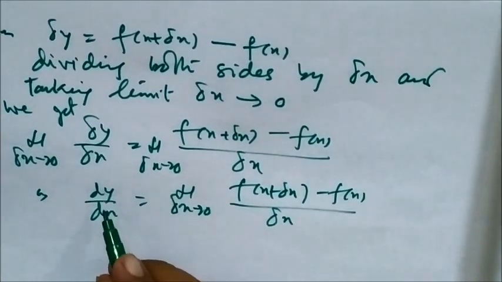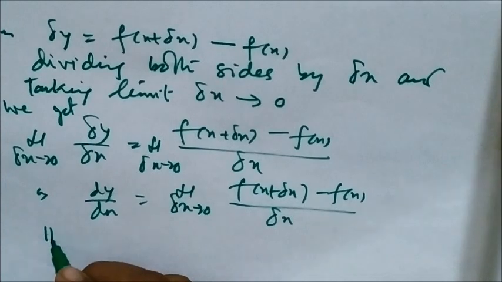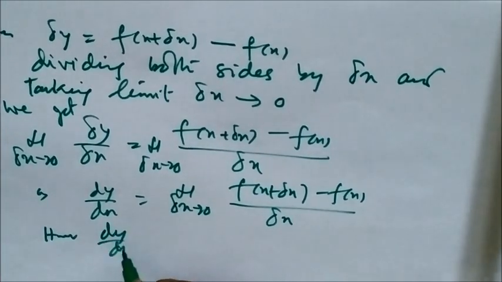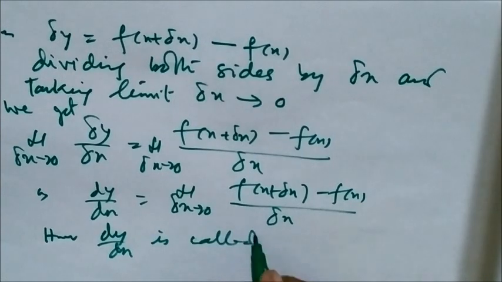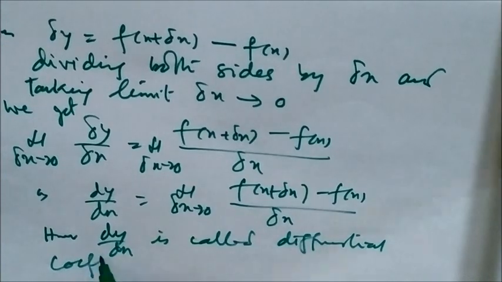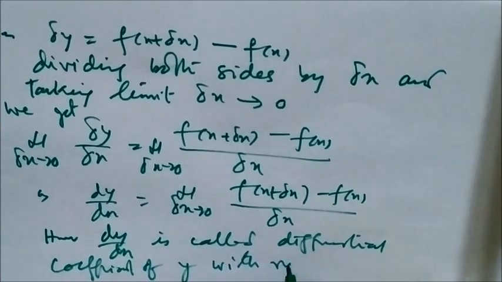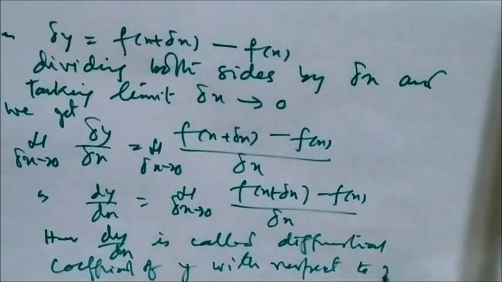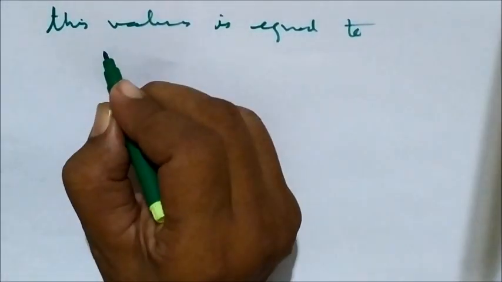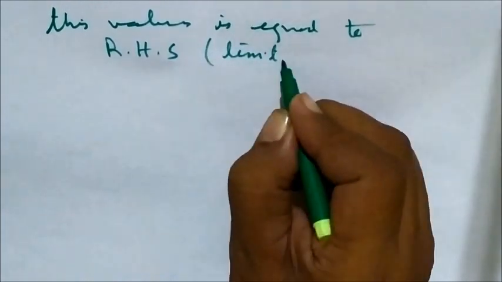Here the left hand side, dy by dx, is the differential coefficient of y with respect to x. Here dy by dx is called the differential coefficient of y with respect to x. This value is equal to the right hand side limiting value.